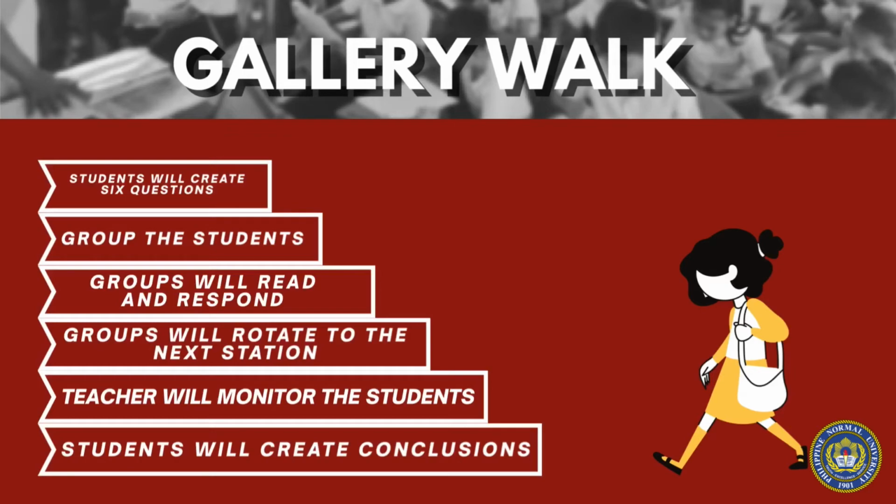Step 2. Group students into teams of 3 to 5 students, depending on the size of the class. Each group should start at a different station. Step 3. At their first station, groups will read what is posted, and one recorder should write the group's responses, thoughts, and comments on the chart paper or whiteboard.